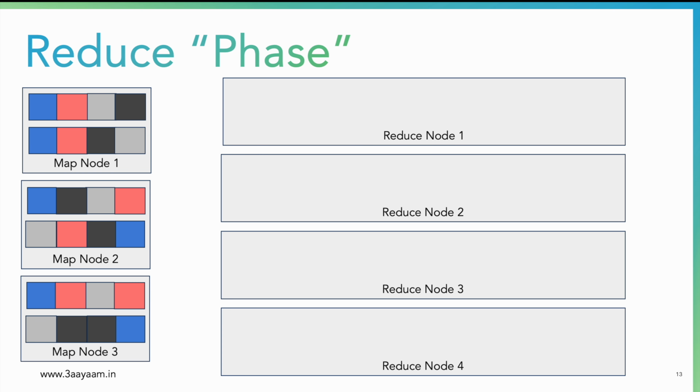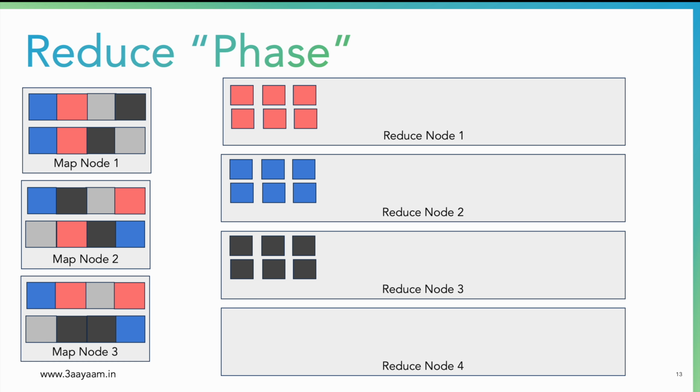Then let's say we have these reduce nodes. Now again, don't get confused, because maybe map and reduce are running on the same node or maybe on different nodes. It can be any scenario. Now what this reduce node would do, based on these partitions, as we have 4 partitions, that's why we have 4 reduce nodes. Each partition would go to an individual reduce node. For example, the red partition would go to reduce node 1, blue partition might go to reduce node 2, black partition might go to reduce node 3, and gray partition might go to reduce node 4.